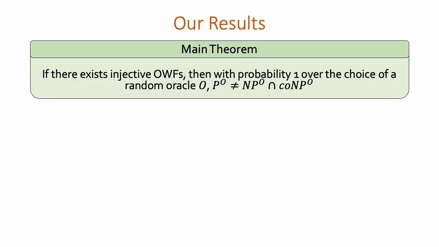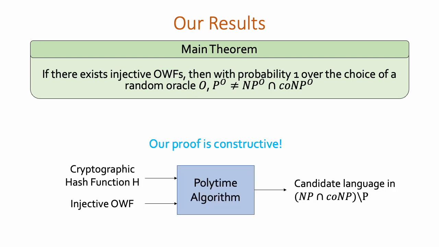I'll now introduce our results. The main theorem says that if there exist injective one-way functions, then with probability 1 over the choice of a random oracle O, P^O is not equal to NP^O intersection coNP^O. Now, whenever we write this notation P^O, we mean the class P relative to a random oracle O. In fact, our proof is constructive.